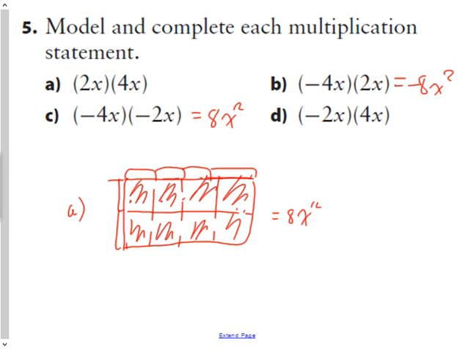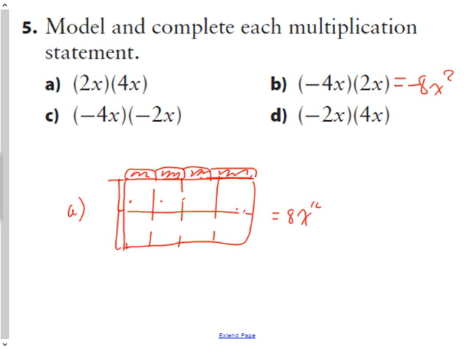And finally, the last one, if I go back in time, I have negative 2x multiplied by a positive 4x, so I'm going to change these to positives. And a negative times a positive is a negative, so we're going to have negative 8x squared for my solution modeled for D.